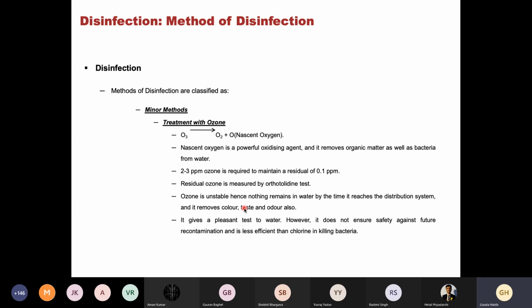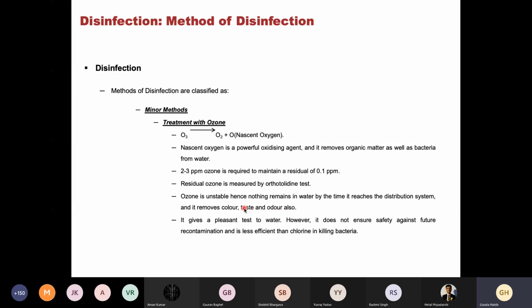Ozone is unstable, hence nothing remains in water by the time it reaches the distribution system. So it is difficult to maintain the residual ozone in water before it reaches the distribution system. That is the disadvantage of using ozone. It gives a pleasant taste to water.